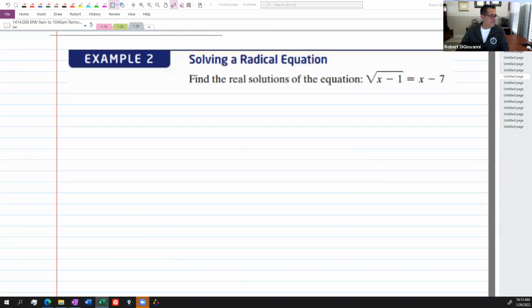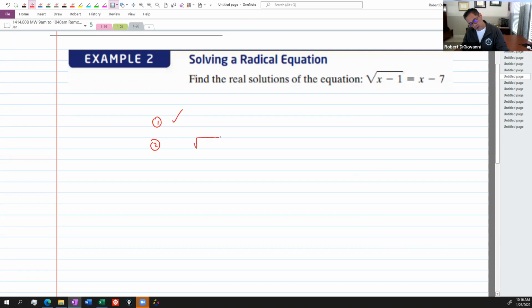Zachary, you there? Yes, I am. Okay, scroll back up real quick. So Zachary, is this a radical equation? Yes. Okay, it's a radical equation. First step is to do what? Isolate. Okay, so do we need to do anything? I don't think so. Yeah, it's already isolated. So step one, check, it's already isolated, right? So let's move to step two.